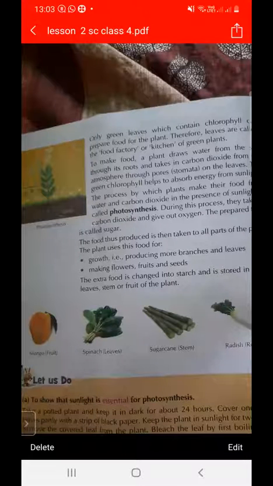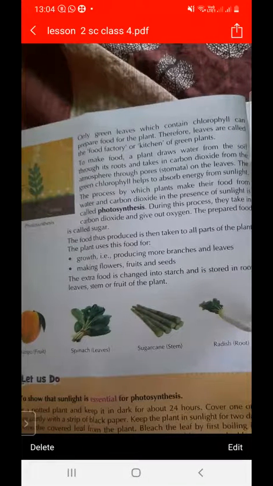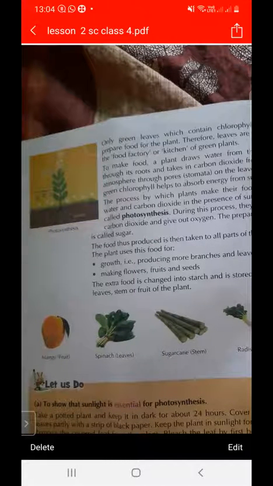Because in the parts of the plant, the green leaf helps to contribute to the making of food. The plants take carbon dioxide from the atmosphere and chlorophyll from the leaves and water and minerals from the roots, and these convert into food, and this prepared food is called sugar. And how do plants use this food? This food is transported to the various parts of the plant, and it is used for growth and for producing many branches, flowers, and seeds.